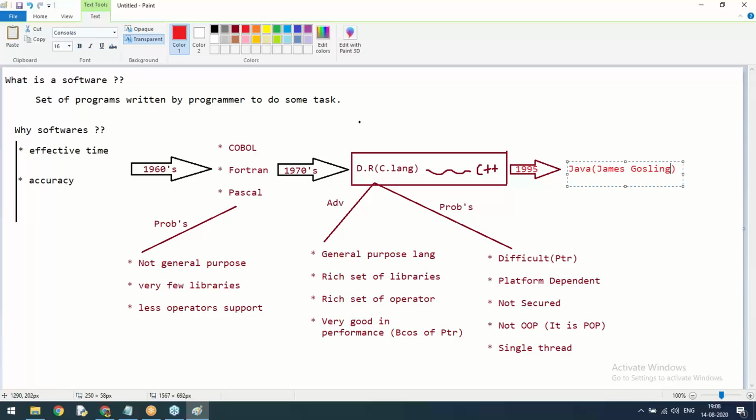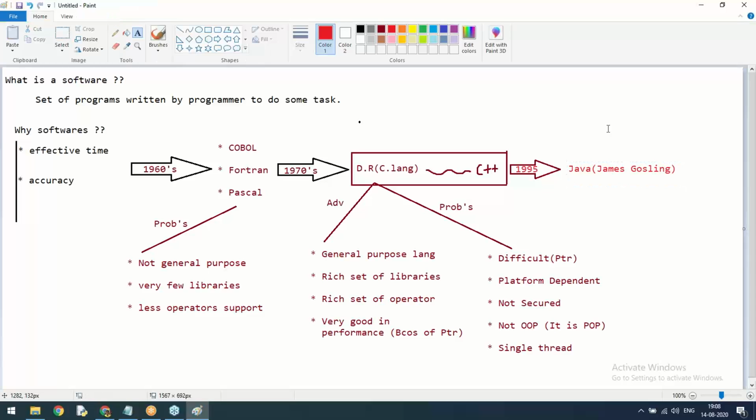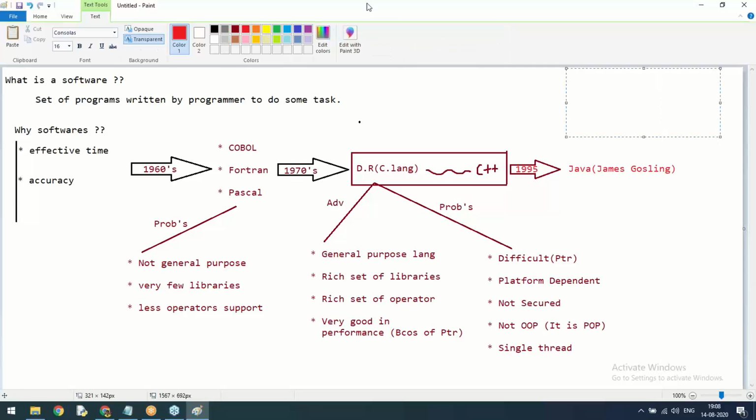What are the problems, sir? Major 2 to 3 problems. It is difficult because of pointers. Second thing, it is platform dependent. Third thing, it is not secure. He took all these problems, then he introduced a new language called Java. And you know what is the beautiful thing about Java, sir? He solved all the problems in Java. That is what we call the beauty, the advantages of Java.